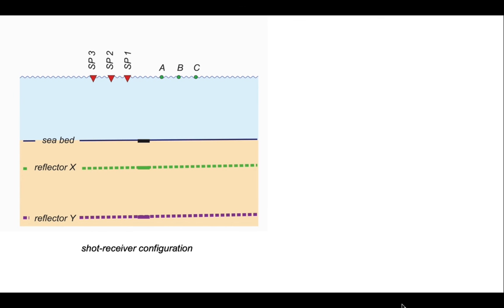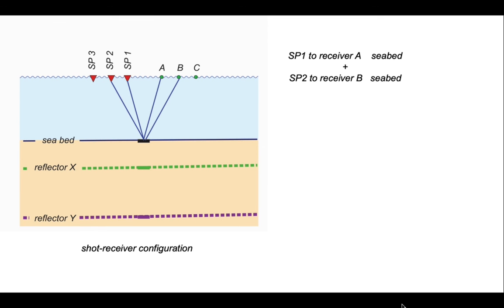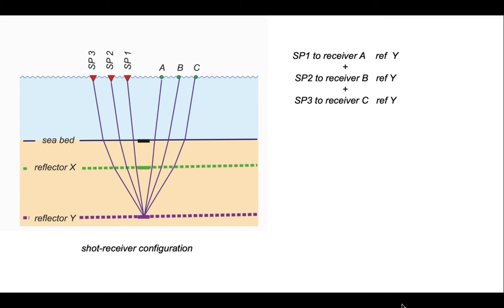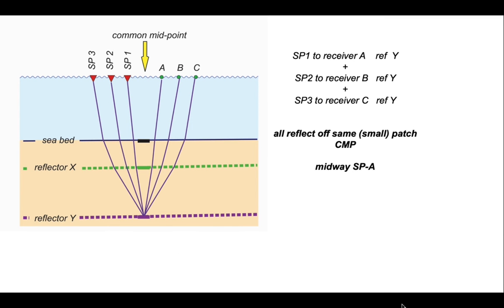Let's remind ourselves what these look like. Here is the ray path taken from shot point 1 to receiver A via the seabed. Here is the path taken by shot point 2 to receiver B, again via the seabed. And here is the ray path taken from shot point 3 to receiver C, again reflecting off the seabed. So we have 3 records of reflections from the seabed via these 3 different combinations. We can do this again for the ray paths that reflect off reflector X, and again for the ray paths that reflect off reflector Y. All of these reflect off their same small patch.